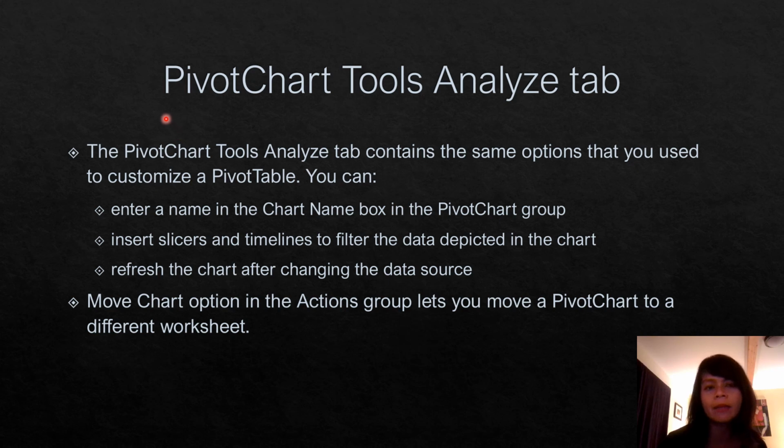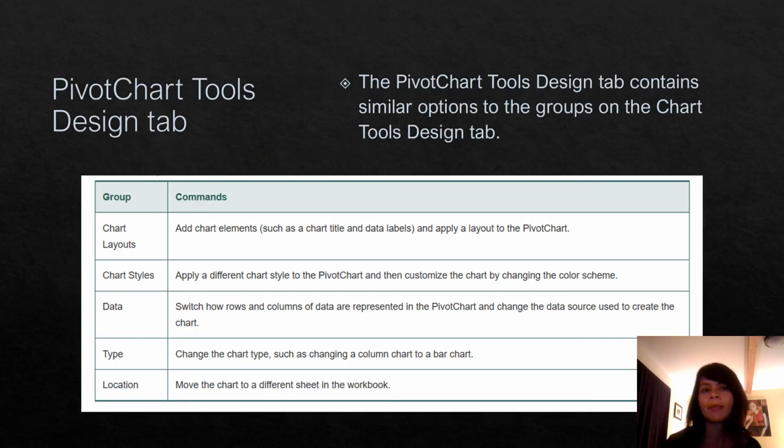And in this slide, we look at the Pivot Chart Tools Analyze tab. If you go to the Pivot Chart Tools Analyze tab, it will contain the same options that you used to customize a pivot table earlier in the chapter. You can enter the name in the chart name box in the pivot chart group. You can insert slicers or timelines. You can refresh the chart after changing the data source. I show you that in the video tutorial. You can also use the move chart option in the actions group. This lets you move a pivot chart to a different worksheet if you need to.